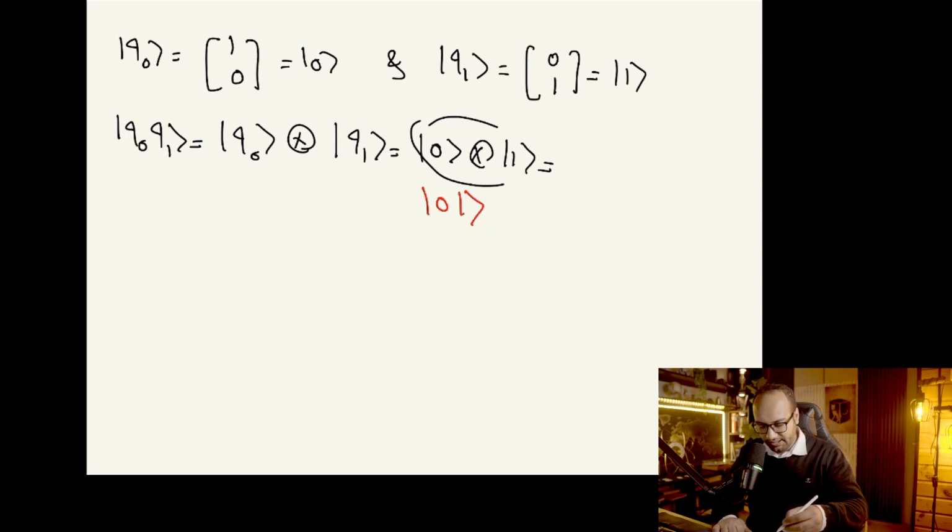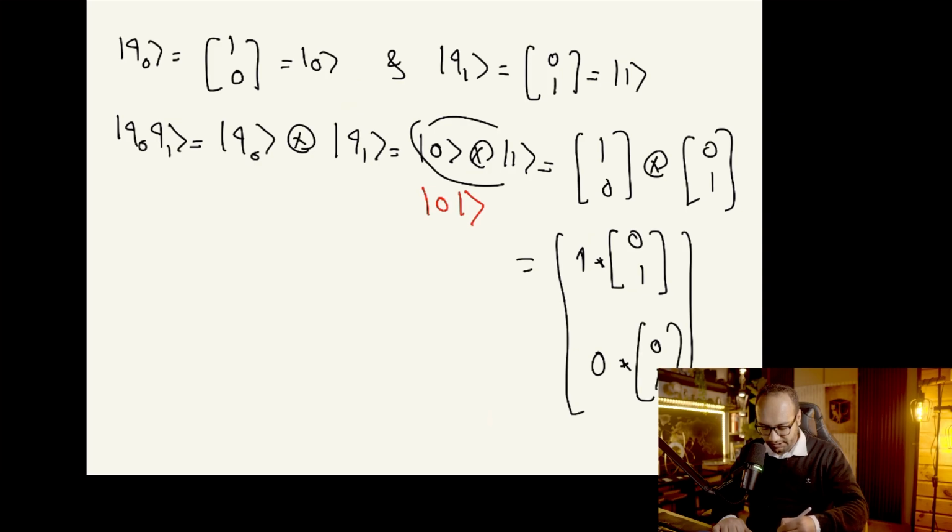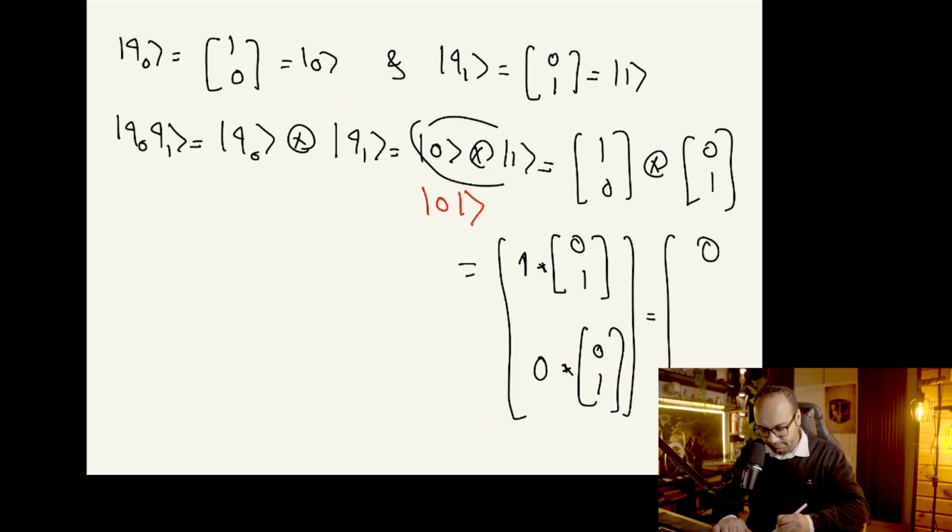If I do that, then I multiply tensorically two vectors, and then following the same rule, the number 1 will be distributed. So we're gonna have 1 times the column vector of 0, 1. I'm gonna have 0 times the column vector 0, 1. This will give me 0, 1, 0, 0.